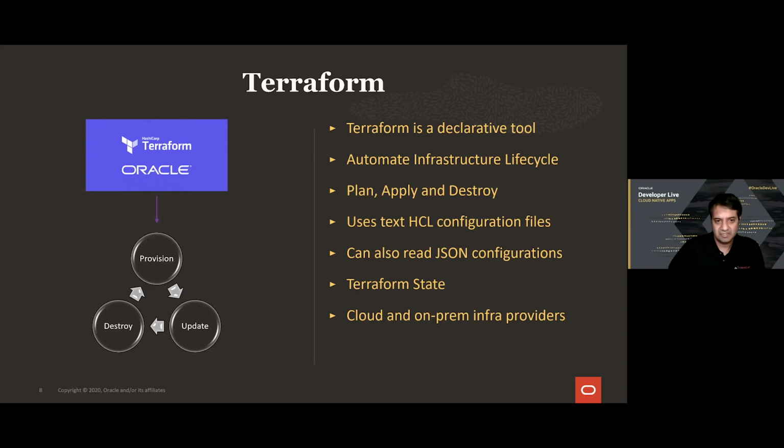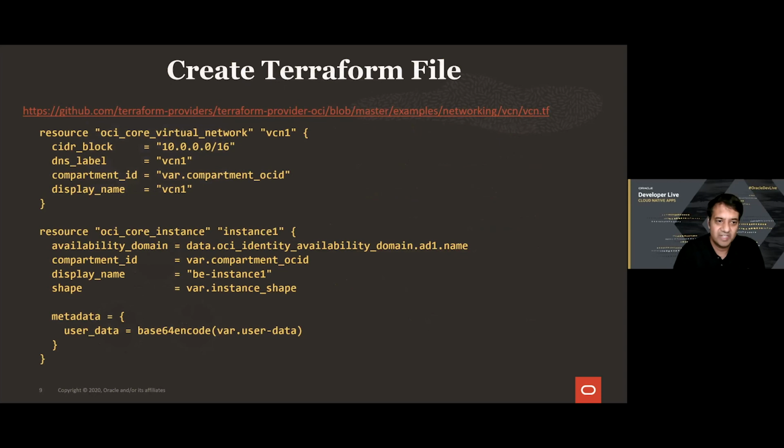So let's look at a quick example of a Terraform file. It's fairly straightforward, quite easy to read. Notice that in this Terraform file, there's a resource called OCI Core Virtual Network. We're giving it a name, VCN1. And it's got 4 properties, a CIDR block that we're specifying. There's a secondary resource being defined called OCI Core Instance with several properties set as well. So I'm going to show a quick demo of using Terraform to create a VCN.